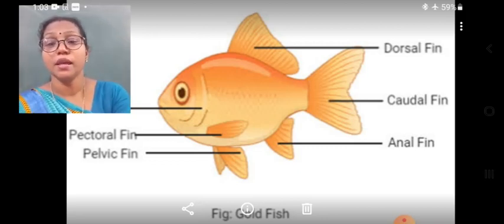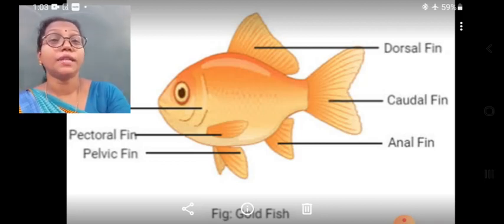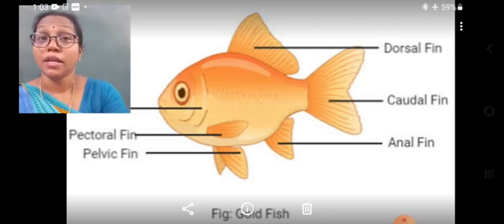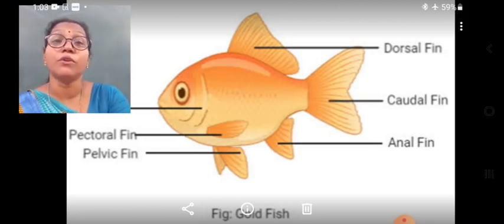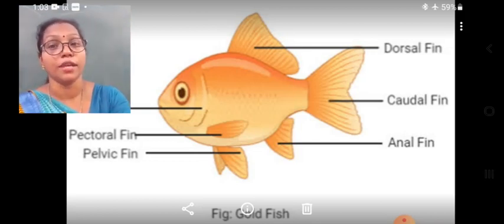Now students, the tail fin is called the caudal fin. The lashing of the caudal fin or the tail fin from side to side gives the fish a forward thrust. That means the forward movement is given by the lashing of the tail fin, or the caudal fin.